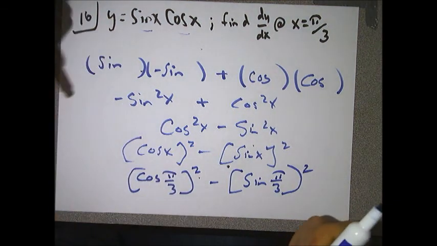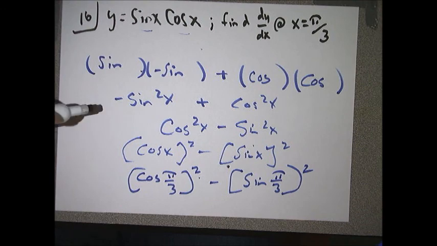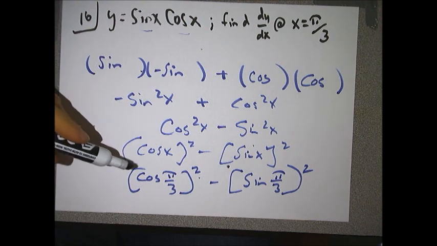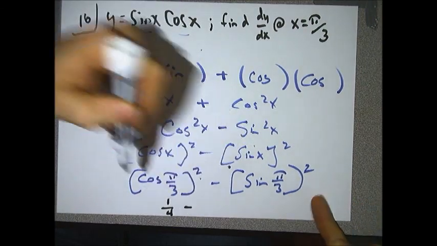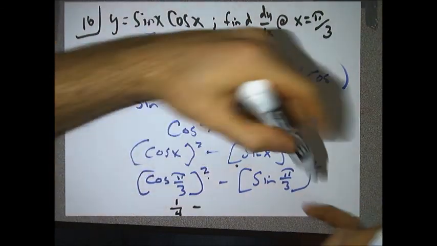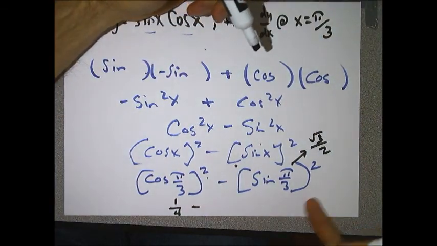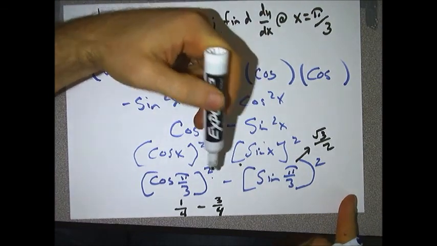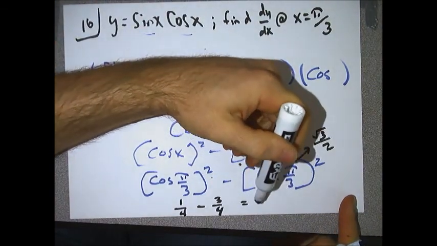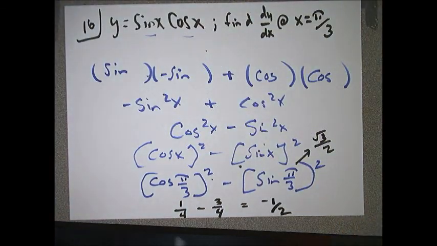So at pi over 3, we're at 60 degrees. So the cosine at pi over 3 is 1/2. 1/2 squared is 1/4, minus the sine of pi over 3, which is root 3 over 2. And when you square root 3 over 2, you get 3 over 4. 1/4 minus 3 over 4 is negative 2 over 4, negative 1/2.